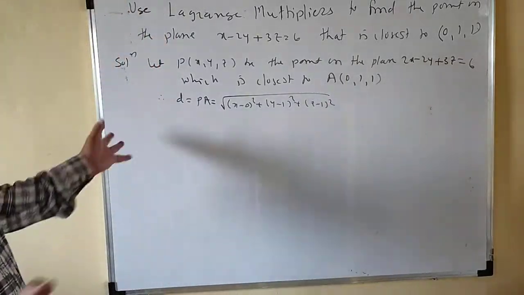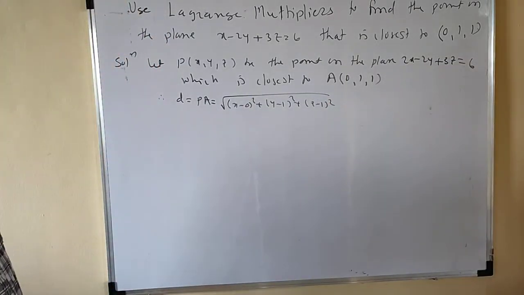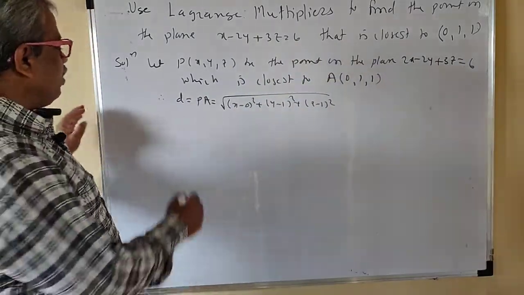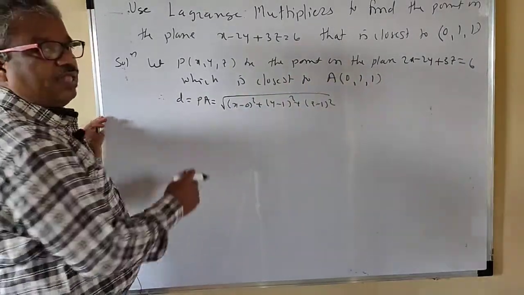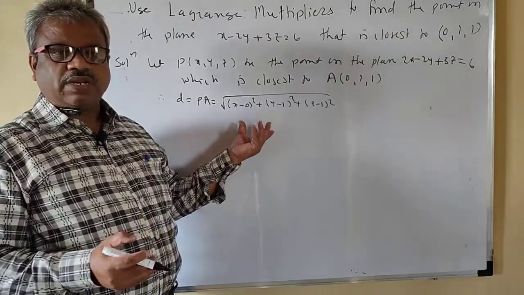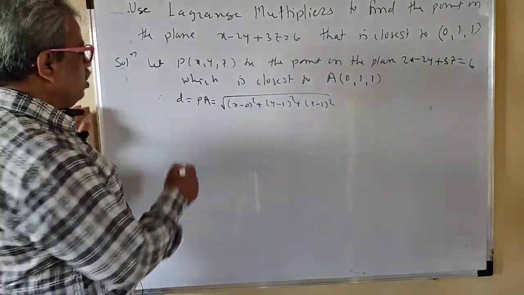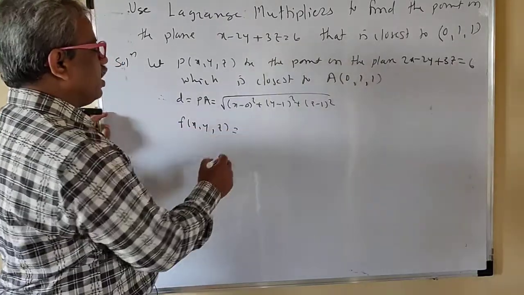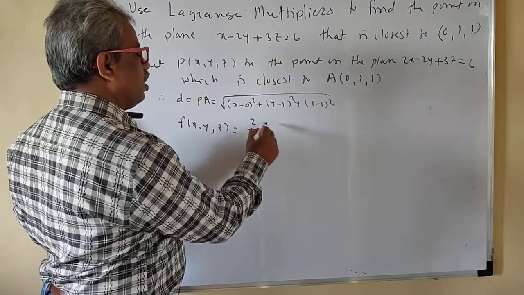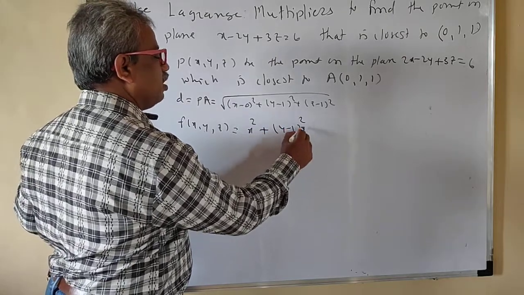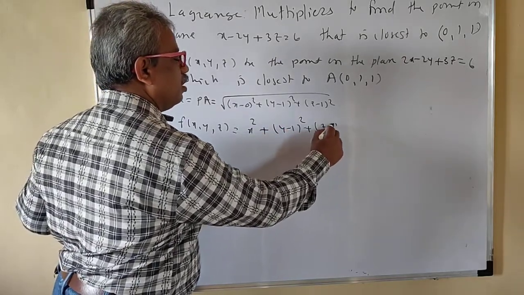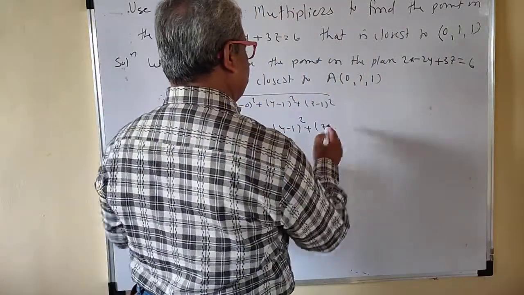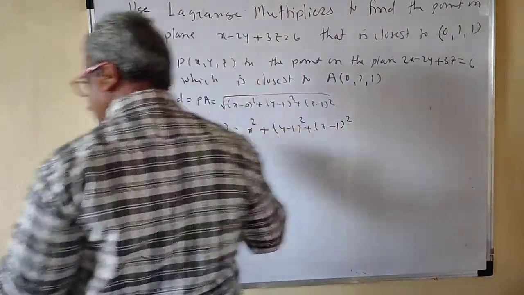I have to minimize this. I want the shortest distance from this, right? So I have to minimize this. Minimizing the root is nothing but minimizing the square also, right? So I will take x, y, z, and I will take the square of that one. So f is x square plus (y minus 1) square plus (z minus 1) square.